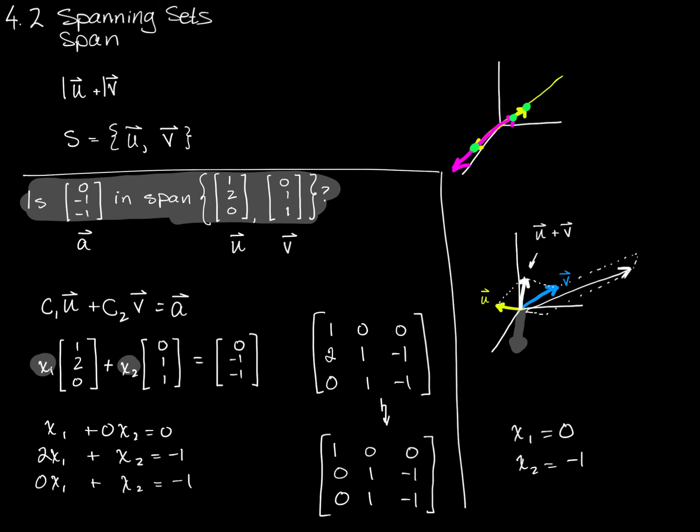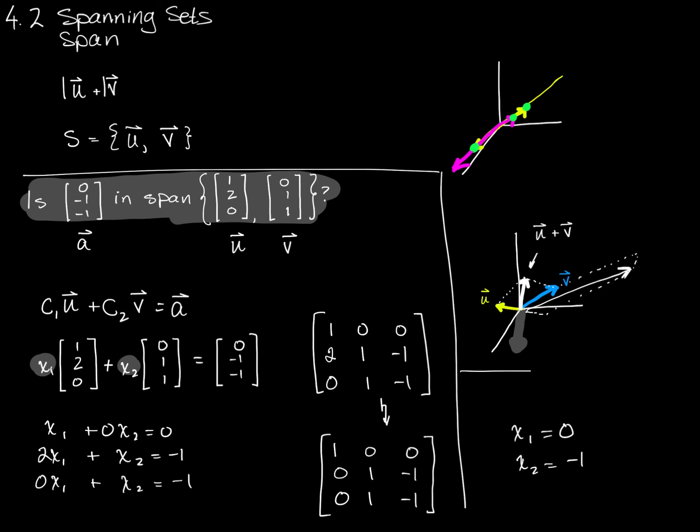Since I have found a solution to this matrix, which came from this system, and this system came from this linear combination, this linear combination has constants C1 and C2. I renamed them x1 and x2 for convenience and familiarity. Those exist. They are 0 and -1. Therefore, the vector that I was working with here, this vector A, is in the span of these 2 vectors because it is a linear combination of those 2 vectors.